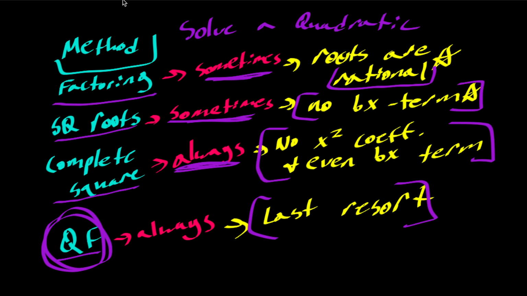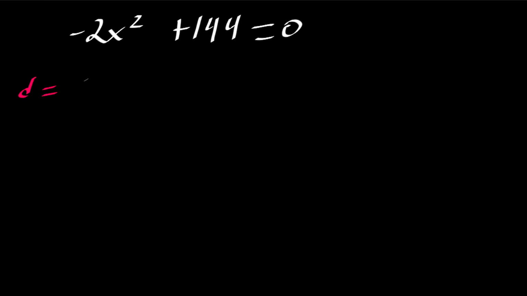So let's look at a couple cases, and we're going to see if we can just choose the correct method. And then I won't bore you to death with actually doing each. I'll just show you how we choose the correct method. So let's say we have negative 2x squared plus 144 equals 0. Now, the first thing we can do is figure out what the discriminant is. So we can find the discriminant here by saying b squared minus 4ac.